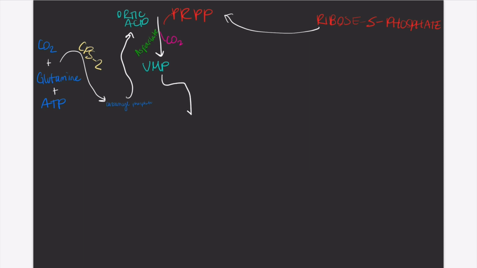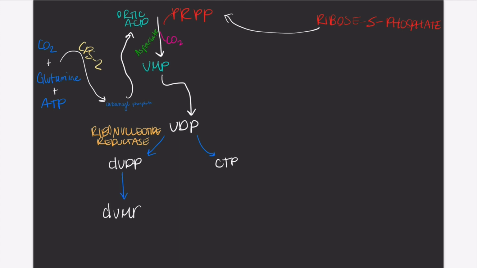Now, that UMP is going to make UDP, which can then be split to form dUDP and CTP. This step is stimulated by an enzyme called ribonucleotide reductase. It is inhibited by a cancer drug, hydroxyurea, which is clinically significant. Let's continue from our dUDP. It forms dUMP, which can then get dTMP.